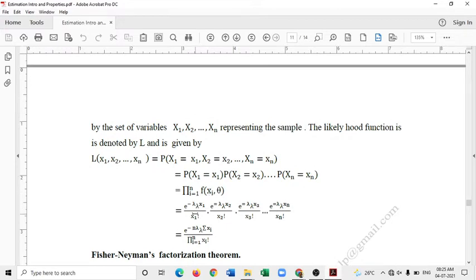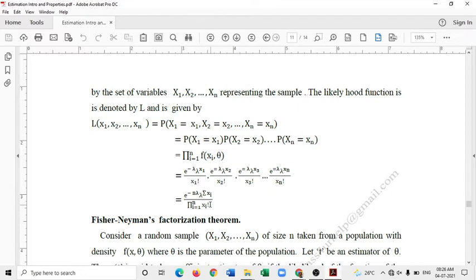So we have e raised to minus lambda, lambda raised to x1 by x1 factorial, e raised to minus lambda, lambda raised to x2 by x2 factorial, etc., e raised to minus lambda, lambda power xn by xn factorial, which can be further simplified as e raised to minus n lambda, lambda raised to sigma xi, divided by product over i equal to 1 to n of xi factorial. Thus, the likelihood function is a multivariate probability distribution, and it is the product of n density functions because the variables considered in that multivariate probability distribution are independent of one another.